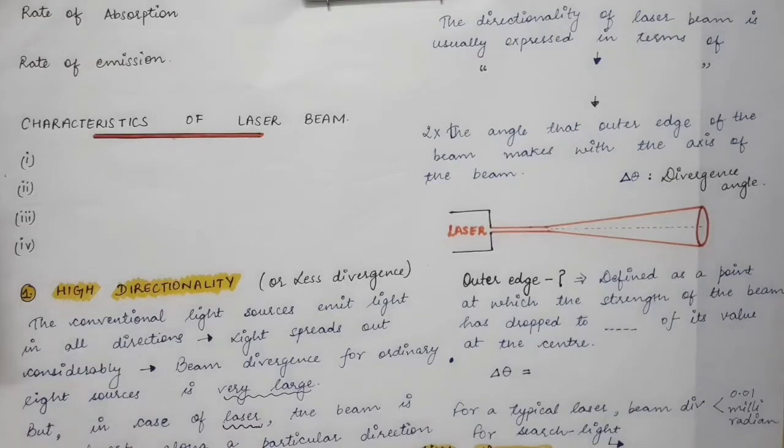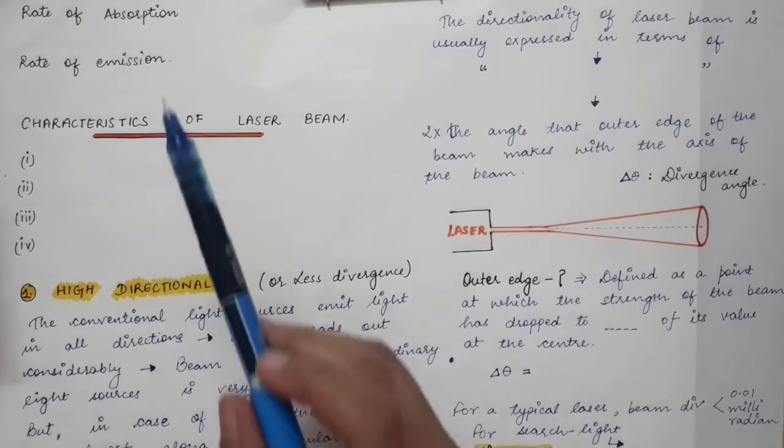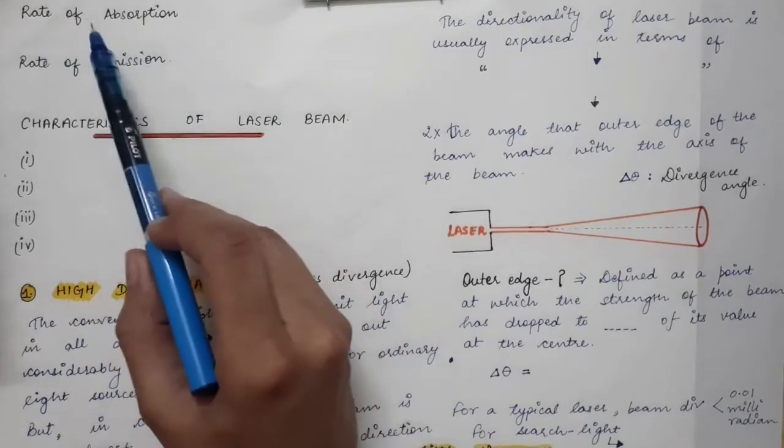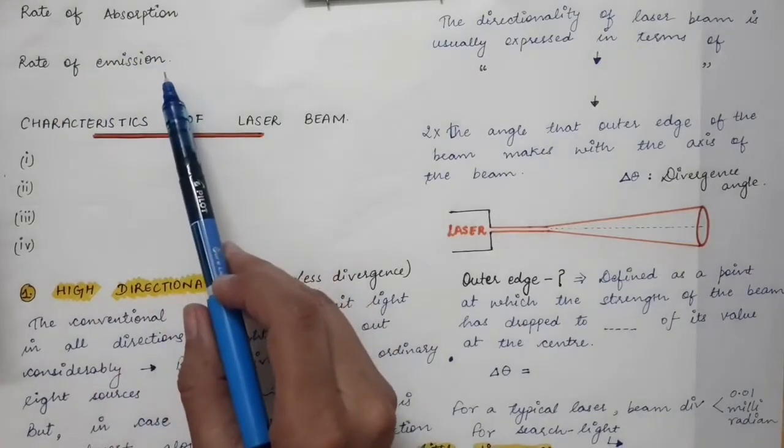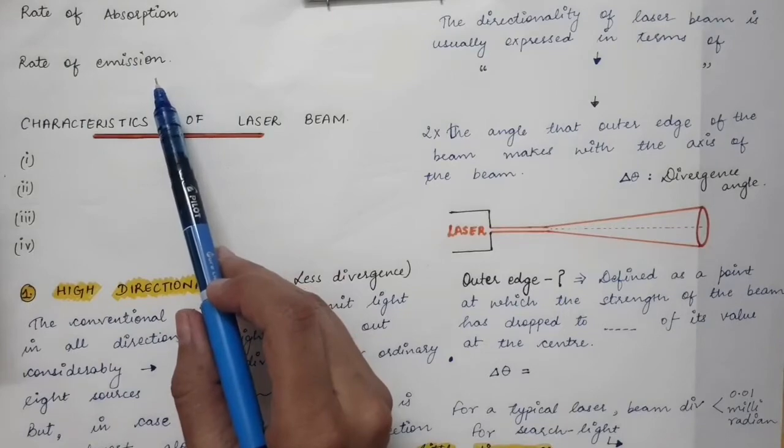In this lecture, we are going to discuss the various properties of laser light. But before that, we are going to see the expression of rate of absorption and rate of emission. These two expressions we have already seen in the previous lecture.